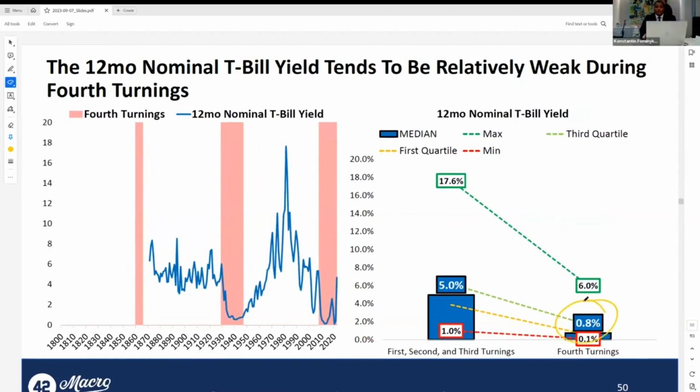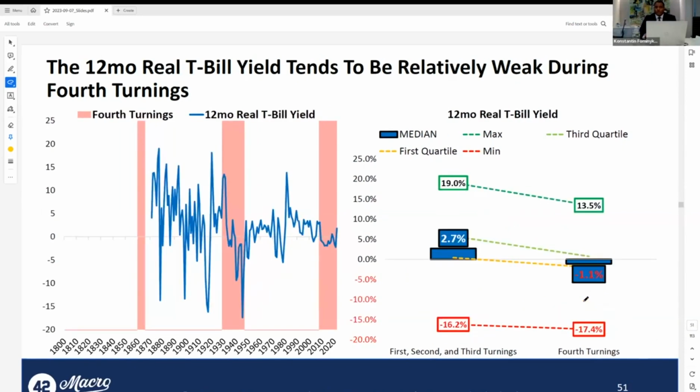The 12-month nominal T-bill yield tends to be relatively weak during fourth turnings, and the 12-month real T-bill yield not only tends to be relatively weak, but it's also negative on a median basis in fourth turnings. So there is a significant amount of financial repression that we should expect as investors, but that's how we all get rich as investors, if we can take advantage of that.